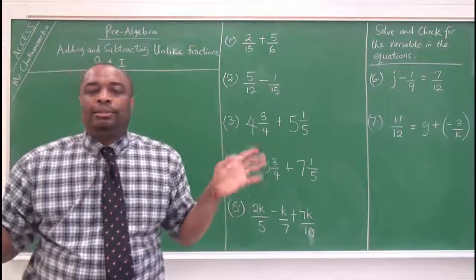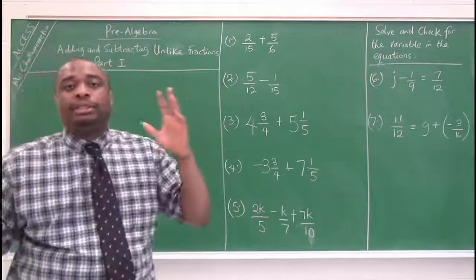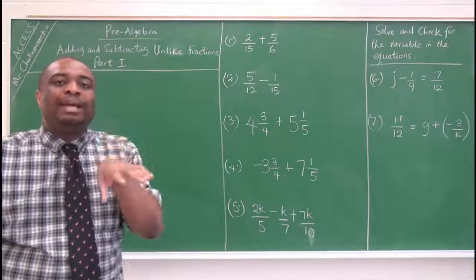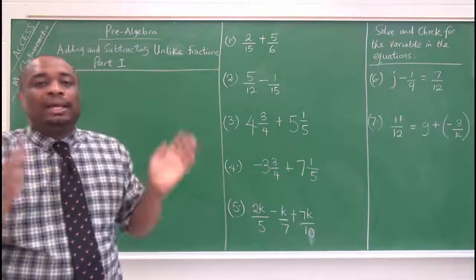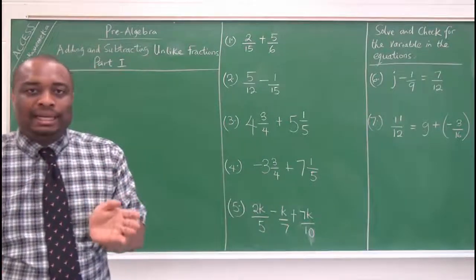what we want to do is to make the two unlike fractions to have the same denominator. In other words, to make them to be like fractions. Then we will add or subtract as the question says.